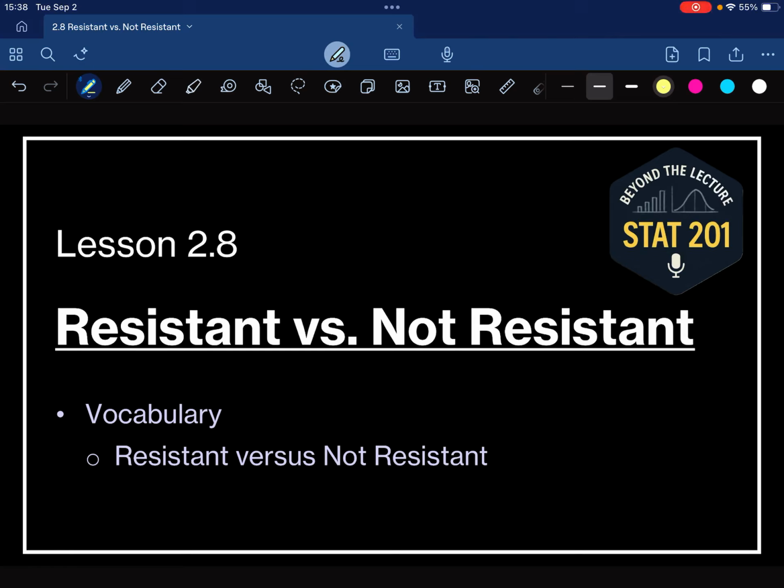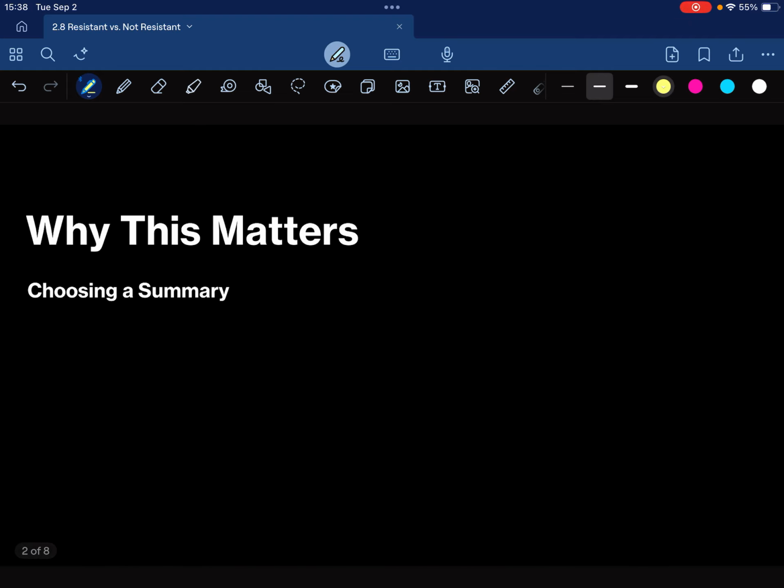This is going to be lesson 2.8, which is about resistant versus not resistant summary statistics. That's going to be our big goal and our big vocabulary for this lesson: what does it mean for a summary statistic to be resistant, as well as which of our summary statistics are resistant or not. That leads us into our first big question of why does this matter?